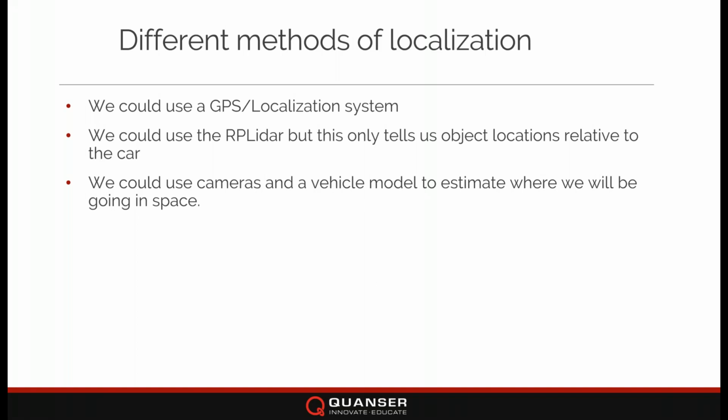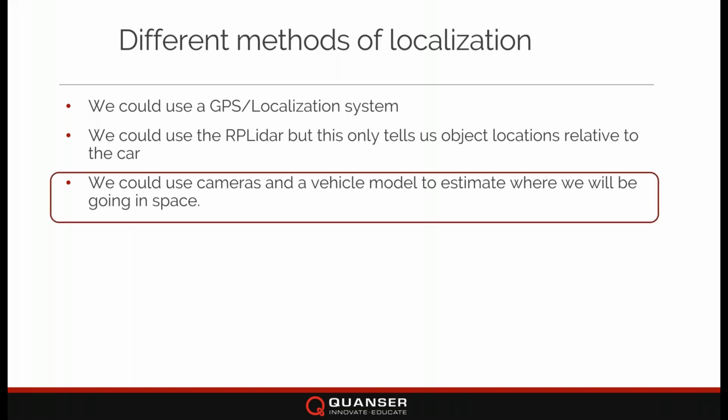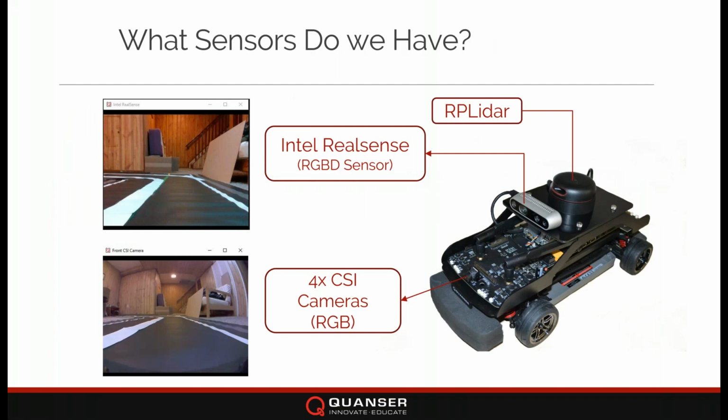On the QCar itself, I've got an RPLiDAR. This is a regular 2D lidar, which gives me an estimate of all the objects in space. But for this example, we'll be looking at cameras, which can allow us to focus on specific objects in the environment. That's how we fuse it with a vehicle model to estimate where we're going. And as Gilbert mentioned earlier, this is just the vision sensor specific to the QCar.